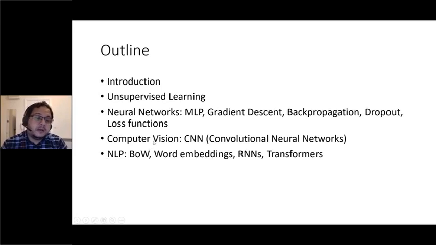So the data in computer vision are 2-dimensional data. It's images. Natural language processing deals with monodimensional data. It's sequential data. So we will have a look at what is bag of words, word embeddings, recurrent neural networks, and this last technology, which is the transformers. So this is in a nutshell what we are going to do. And each part in here is going to be quite deep.